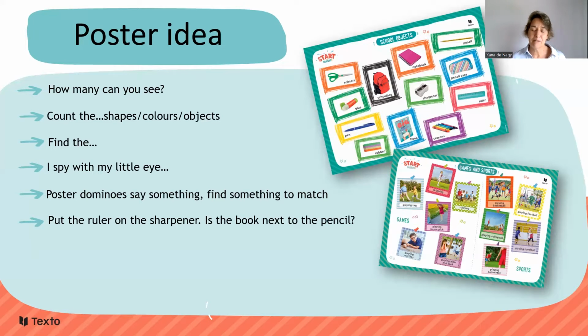So things like, put the ruler on the sharpener. If you give them, let me see if I can find, all right, so I have a flashcard of a sharpener. So I could give it to one of the children and say, all right, put the sharpener on the school bag. And the child comes and has to put this flashcard in the right place.